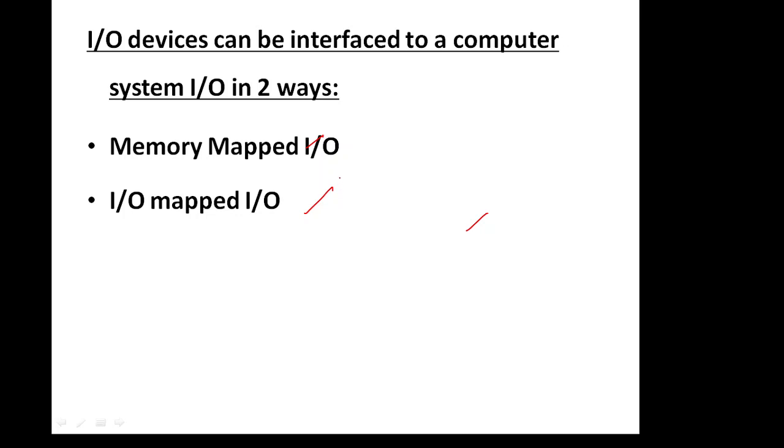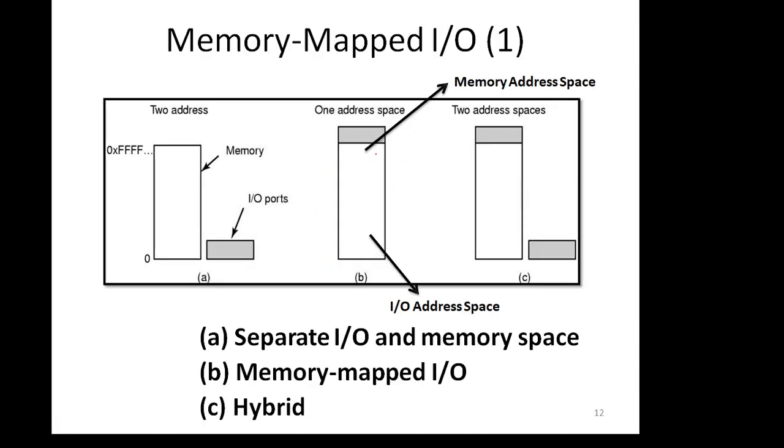Memory mapped I/O, in simple terms, means everything is combined: memory and input and output use the same space. But when it comes to I/O mapped I/O, the memory is separate and the input output is separate. That is the quick difference between memory mapped I/O and I/O mapped I/O. We will now see clearly what a memory mapped I/O and an I/O mapped I/O are.